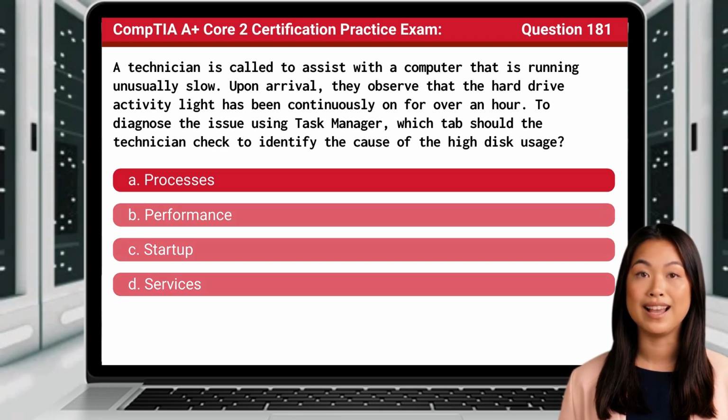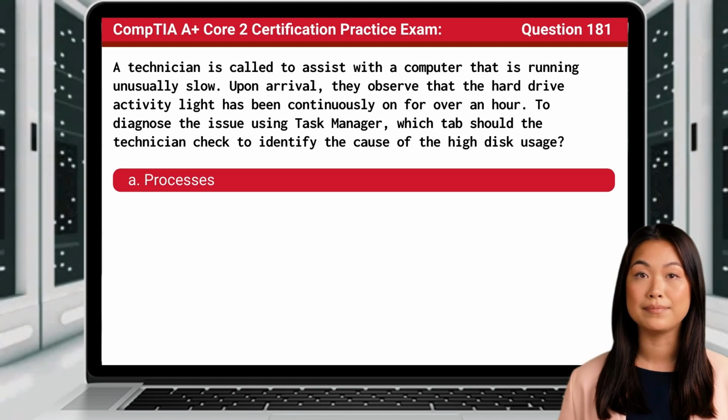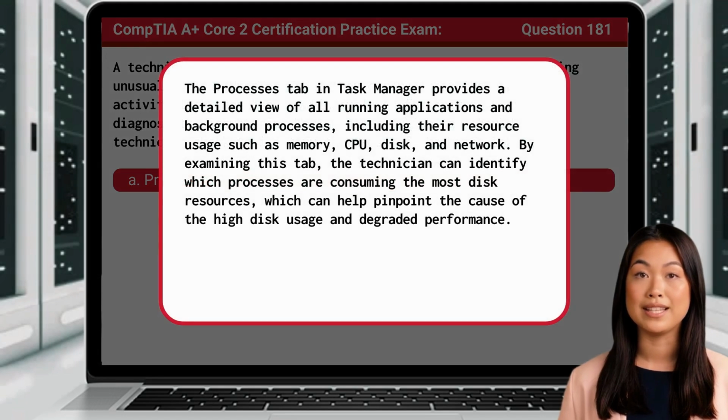The answer is A. Processes. The Processes tab in Task Manager provides a detailed view of all running applications and background processes, including their resource usage such as memory, CPU, disk, and network. By examining this tab, the technician can identify which processes are consuming the most disk resources, which can help pinpoint the cause of the high disk usage and degraded performance.